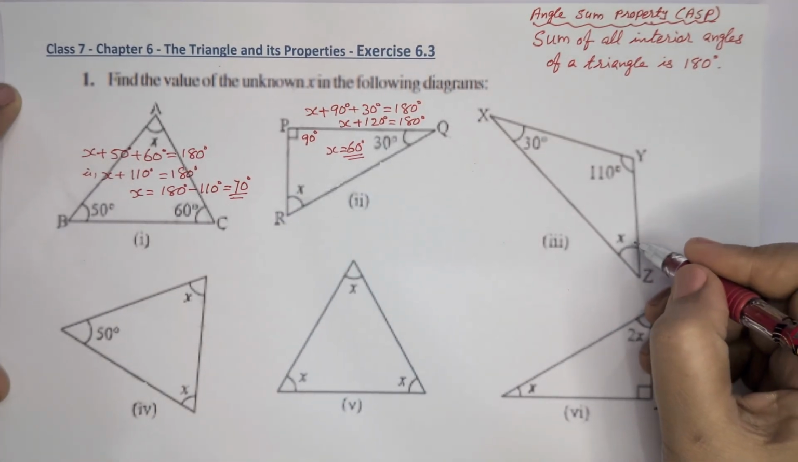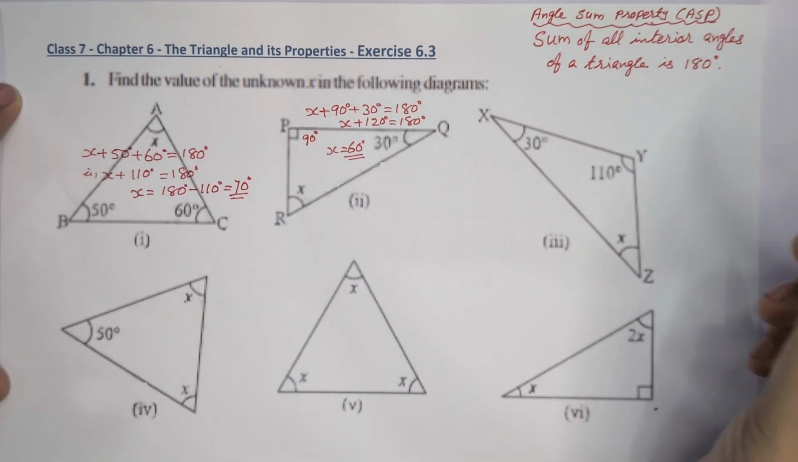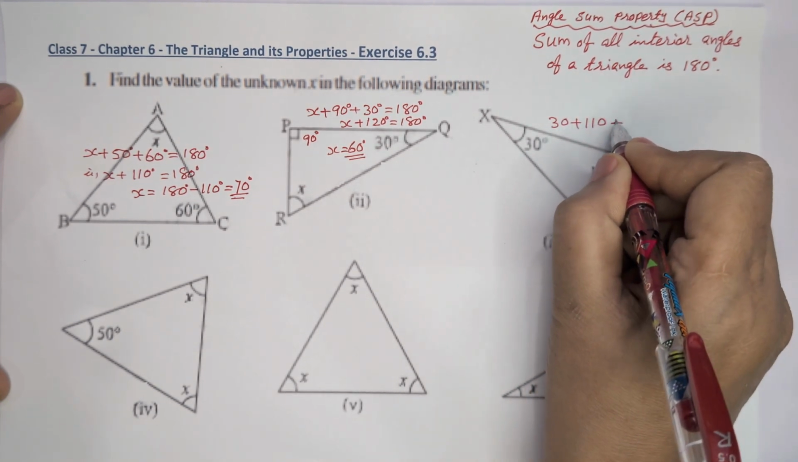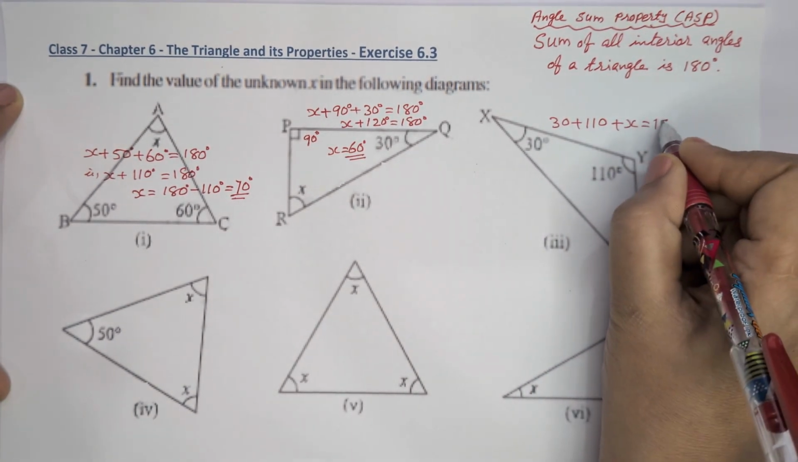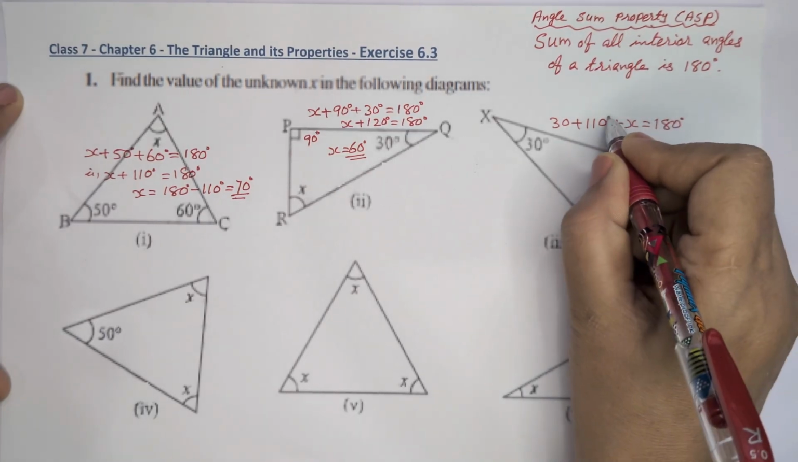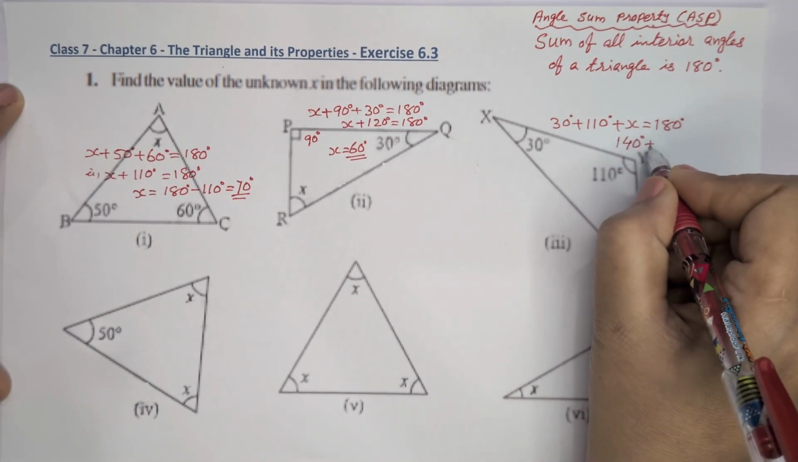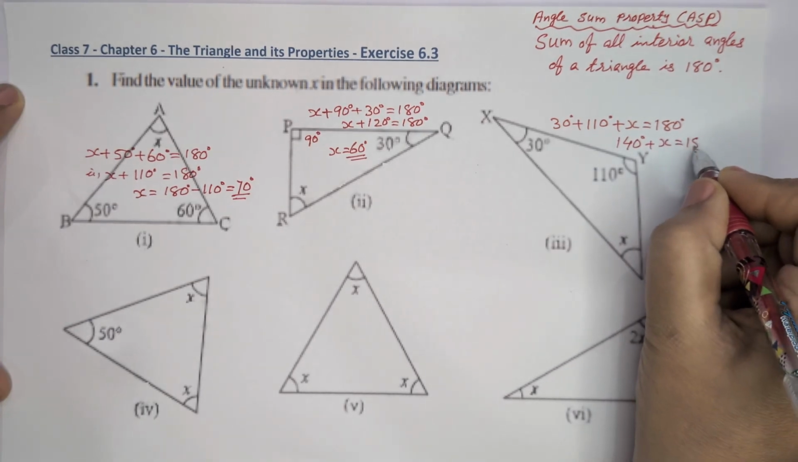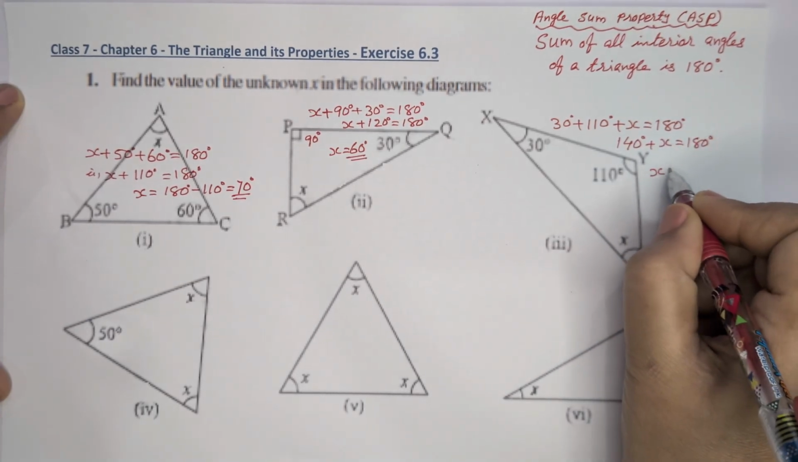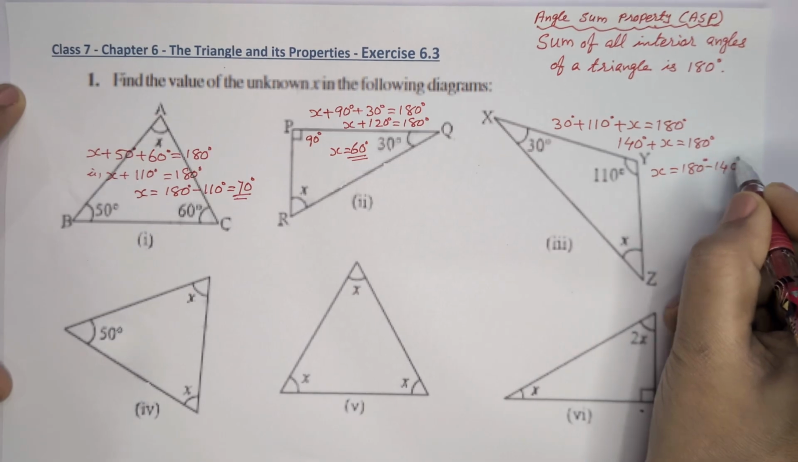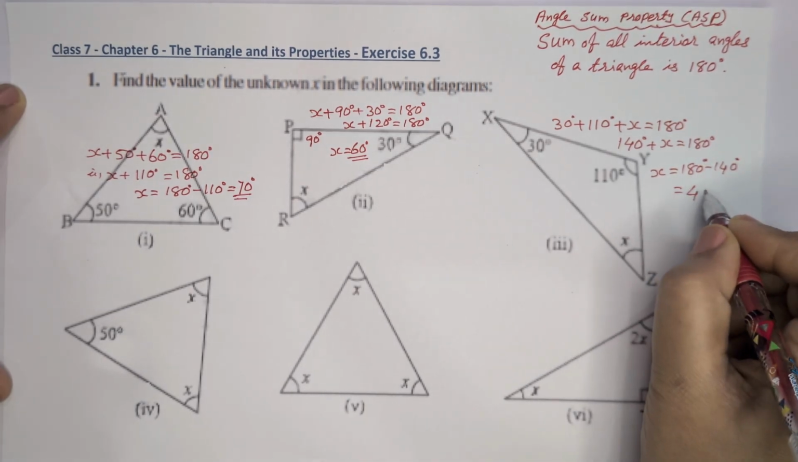Here it's 110, 30. So we can write 30 plus 110 plus x is equal to 180 degrees. Sum is 180. That means 140 plus x is equal to 180. From that, x is equal to 180 minus 140. So that will come as 40 degrees.